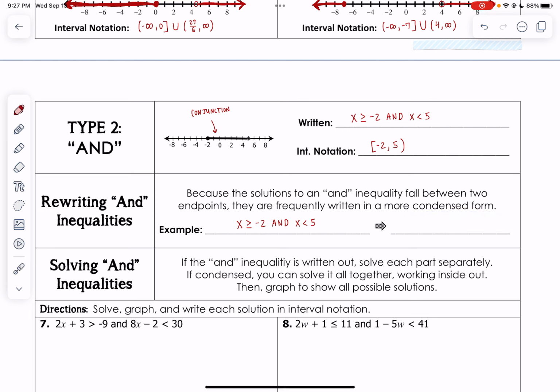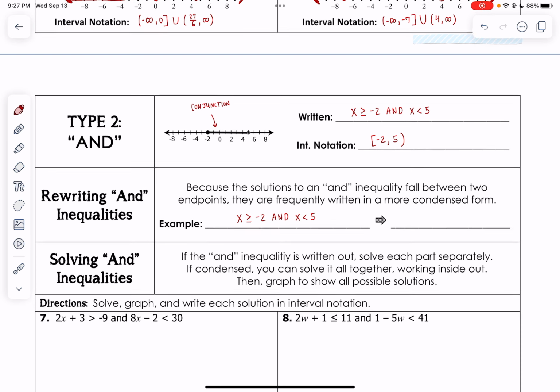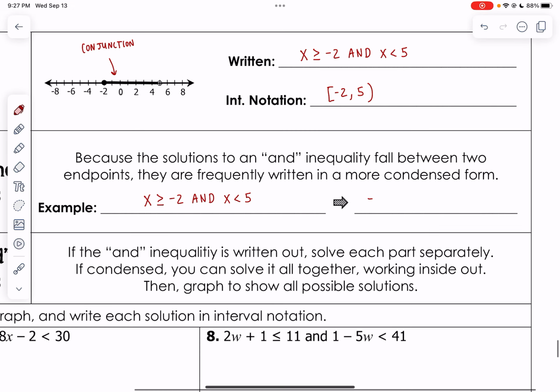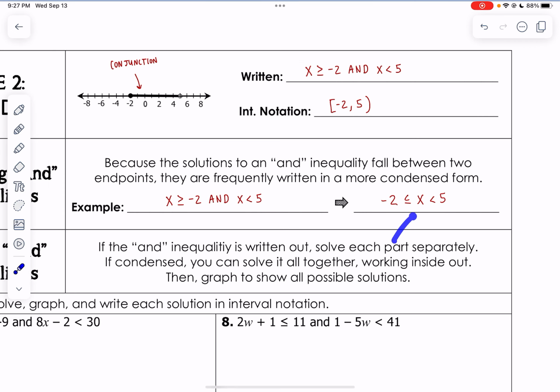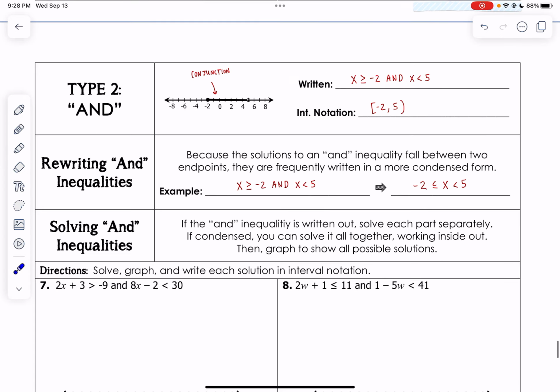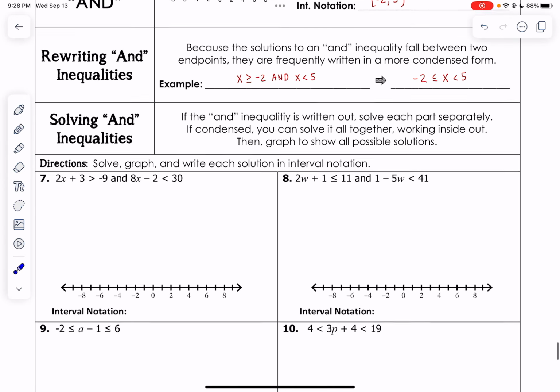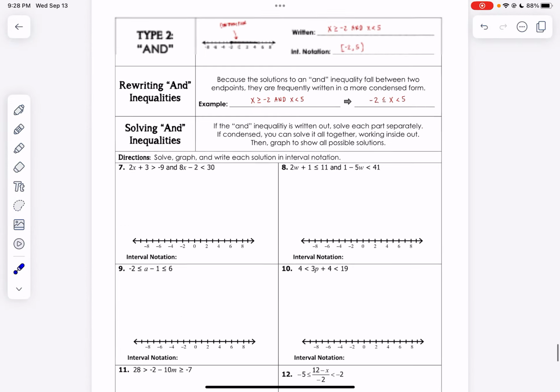And we write it like this. So it would be -2 is less than or equal to x is less than 5. And that's pretty much it. So we're saying that our x values have to be restricted within this interval. Okay. So let's go ahead and jump right into the examples, and we'll see what we mean.